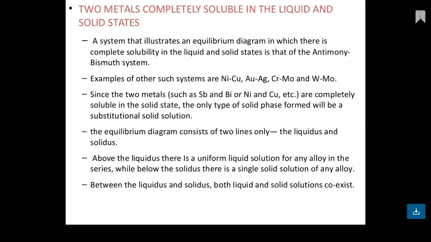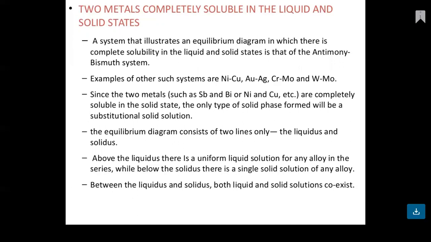Two metals completely soluble in the liquid and solid state. A system that illustrates an equilibrium diagram in which there is complete solubility in the liquid and solid state is the antimony bismuth system. Examples of other such systems are nickel copper, that is NiCu, AuAg, CrMo, and WMo. Since the two metals such as Sb and Bi or Ni and Cu, etc., are completely soluble in the solid state, the only type of solid phase formed will be a substitutional solid solution.